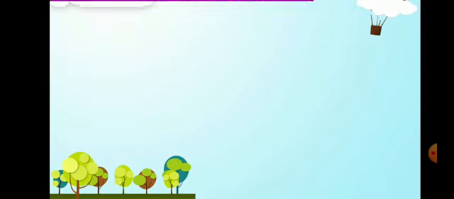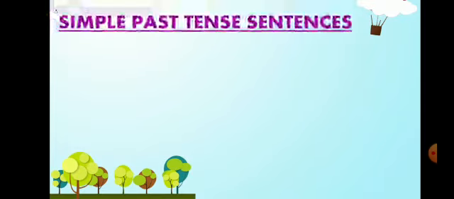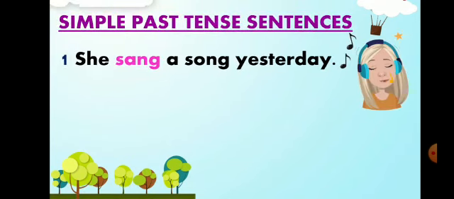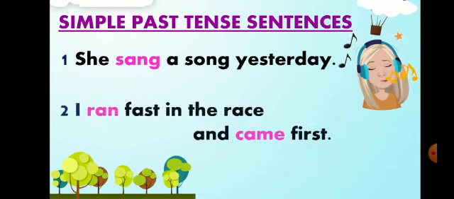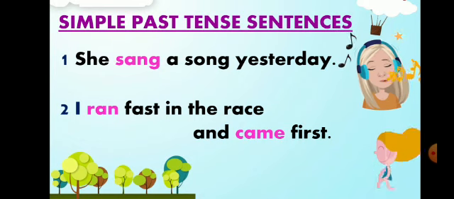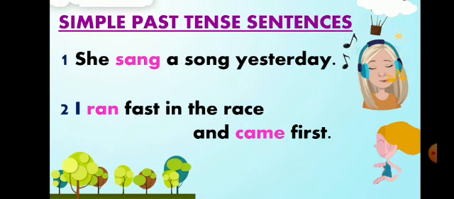Now here we have some examples to make your concept clear about irregular verbs. She sang a song yesterday. I ran fast in the race and came first. Here we can see that the words like sang, ran and came change their forms completely to get converted into simple past.